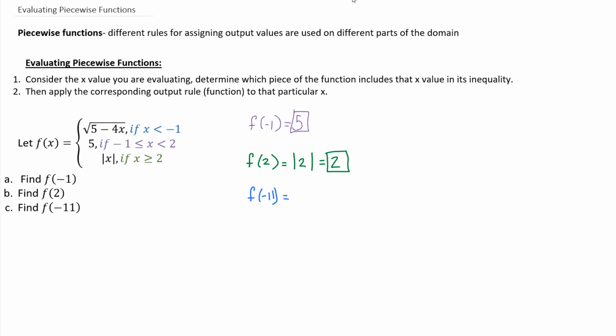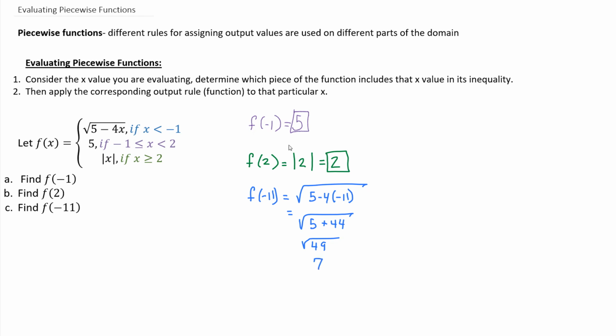So f of -11 evaluates into the first rule, which says the square root of 5 minus 4 times x, but our x is going to be -11. So we need to simplify. So this is the square root of 5 plus 44, which is just the square root of 49, which simplifies to the whole number or integer 7.